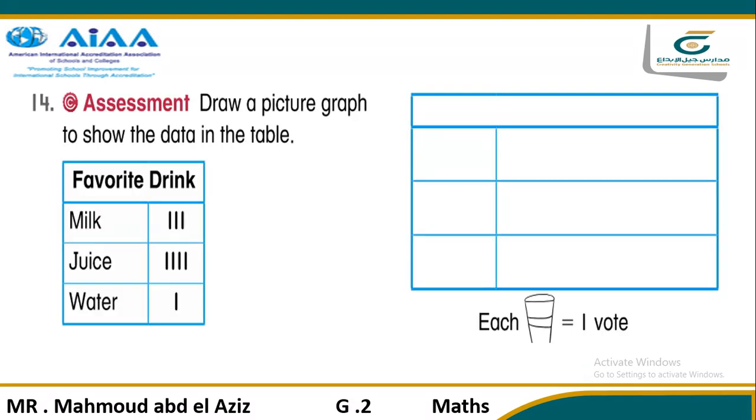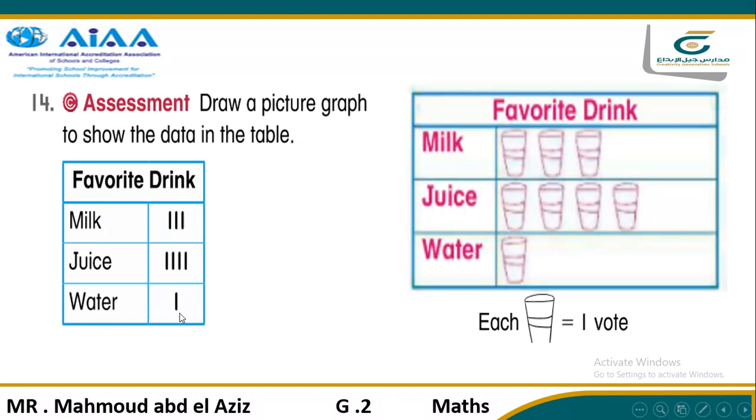Another question, draw a picture graph to show the data in the table. We have here milk, juice, and water. So how many in milk here? Excellent. Count them. It's 3. And juice, it's what? 1, 2, 3, 4. That's 4. And water, we have here 1. So we will draw them here. That's 3 and 4 and 1.